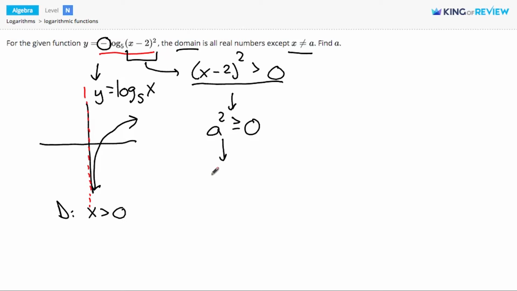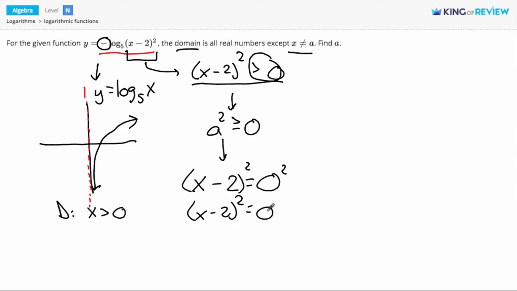A squared, any number a squared, is always greater than 0, which is what we want, unless a is equal to 0, unless x minus 2 itself is equal to 0. If x minus 2 equals 0 and we square both sides, we're going to get (x minus 2) squared equals 0. And that's a problem. We can't plug 0 into a log.